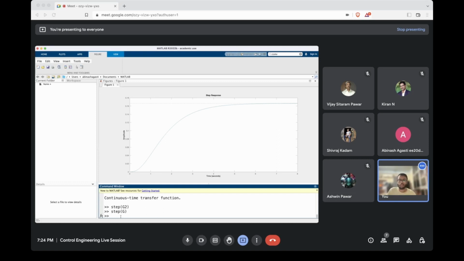Now when you see G1, that is the system with 1 zero, there is something quite peculiar here. You can see that there is one overshoot from 0. Then the system comes back, crosses 0, and goes to some negative steady state value. Now further, if you look at the step response of the system with 2 zeros, it is even more peculiar. Why is this happening?